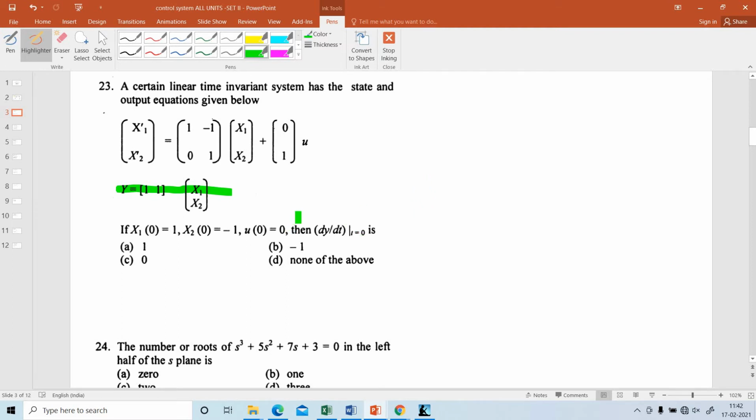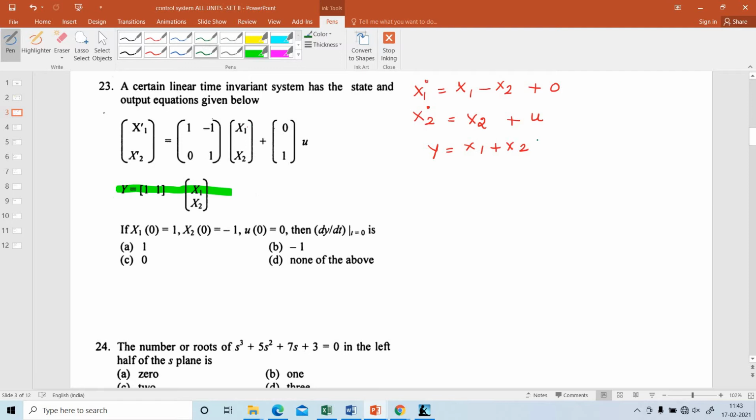Okay, here I am going to find out dy by dt at t equal to 0. First of all, from the equation I am going to write x1 dot. So what is x1 dot? x1 dot equal to 1 into x1 minus 1 into x2 plus 0. And what about x2 dot? x2 dot equal to 0 into x1 plus 1 into x2 plus u. Then from this, what is y? y is equal to x1 plus x2.